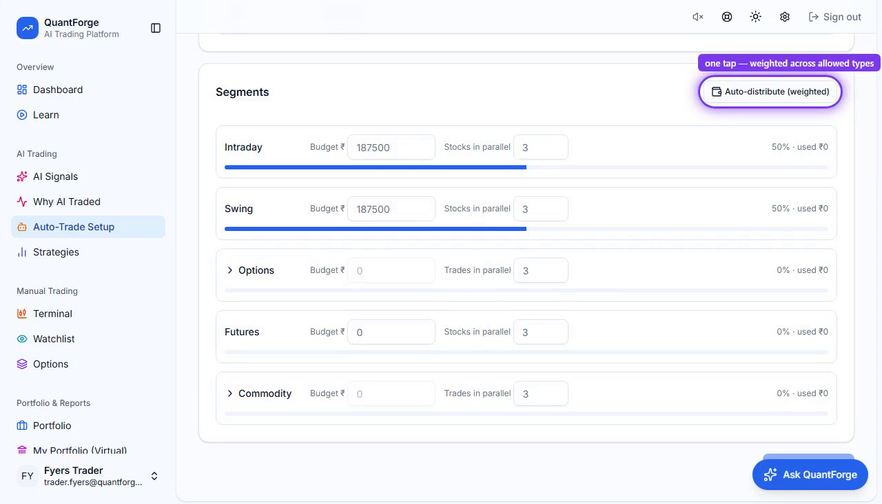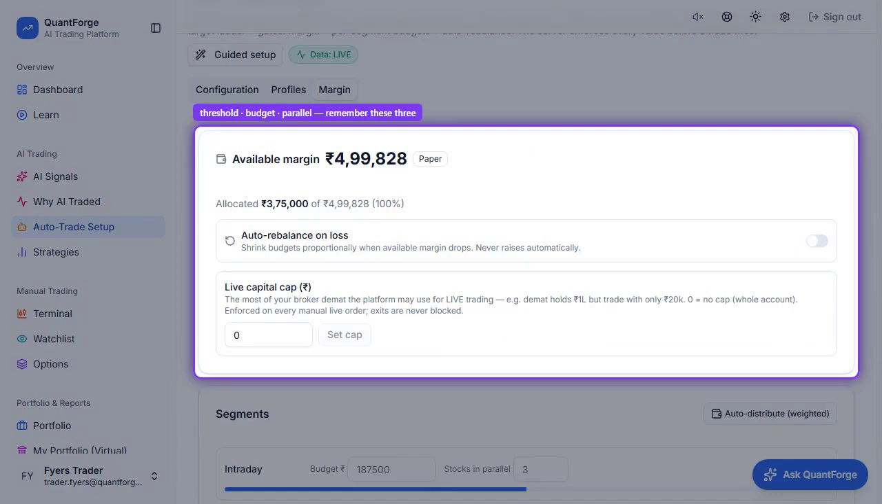Final question: if I only remember 3 fields from this lesson, which 3? Score threshold, because it decides how picky you are. Margin budget, because it caps what can be at stake. And trades in parallel, because it quietly decides the size of every single trade you take.